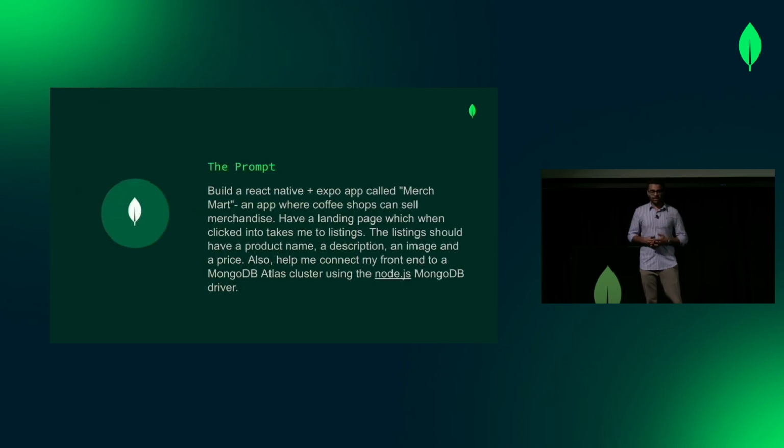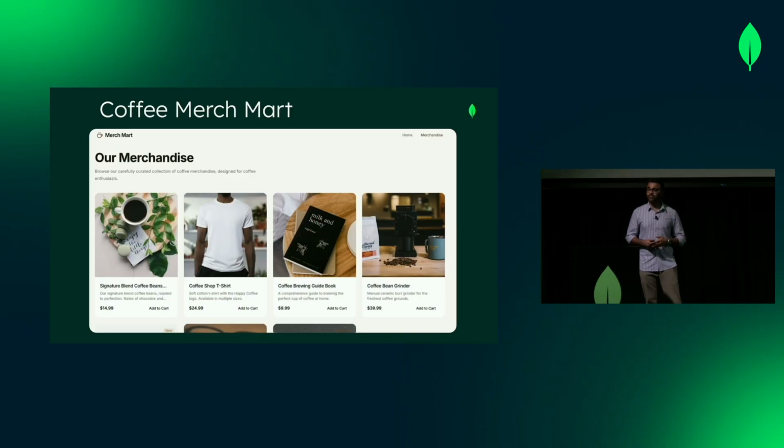So because we live in the age of AI coding, I'm going to use a tool like Cursor or Lovable to build the front end of my application. Here's the prompt that I used. Build a React Native plus Expo app called MerchMart, an application where coffee shops can sell merchandise. I have a few more details. And within 5 minutes, I had this beautiful front end ready. The front end had listings with images, a description, a title, as well as a price.